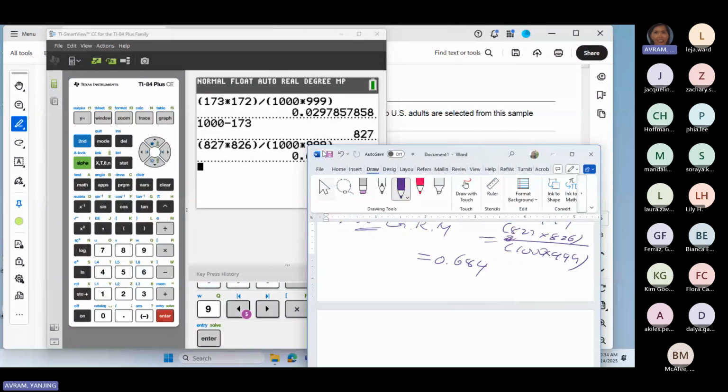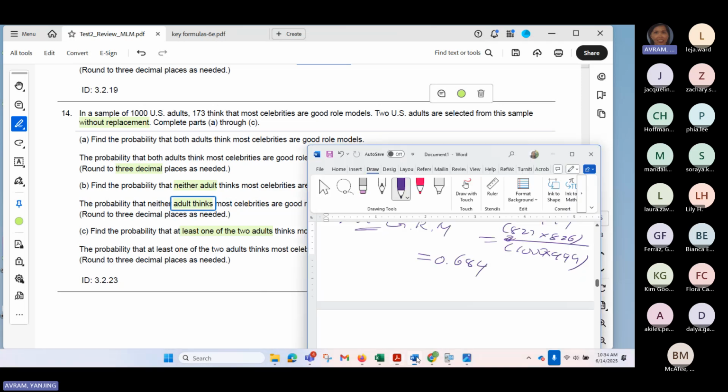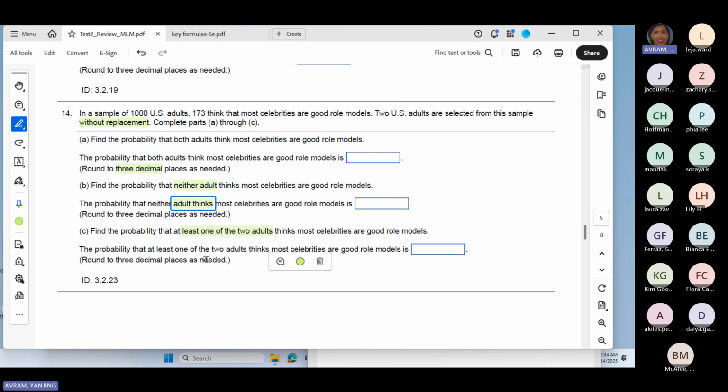All right. So 0.684 means neither, that means none of them think it's a good role model. And this one is a complement for at least one. Okay, at least one can be 1 or 2. So for C, you can just use 1 minus B since they are complementary, and this will be 0.316. If you need to use a calculator, just use a calculator, subtracting from 1. All right, so that is how you do this type of question.